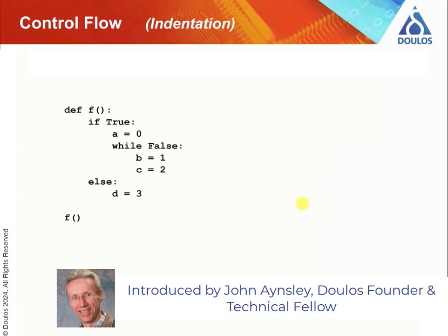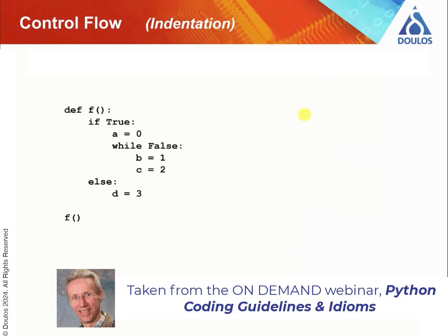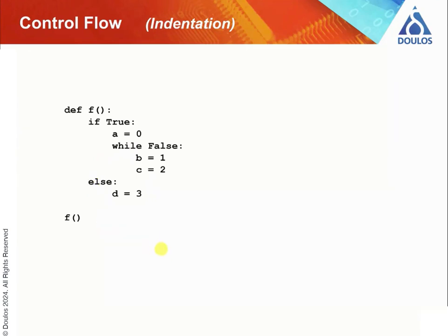So I'll start by looking at a basic bit of Python code, a function containing an if statement, a while loop and an else part. So this is Python code if you're not familiar with Python. So we've got a definition of a function here. The function is being called. The function doesn't have any arguments.